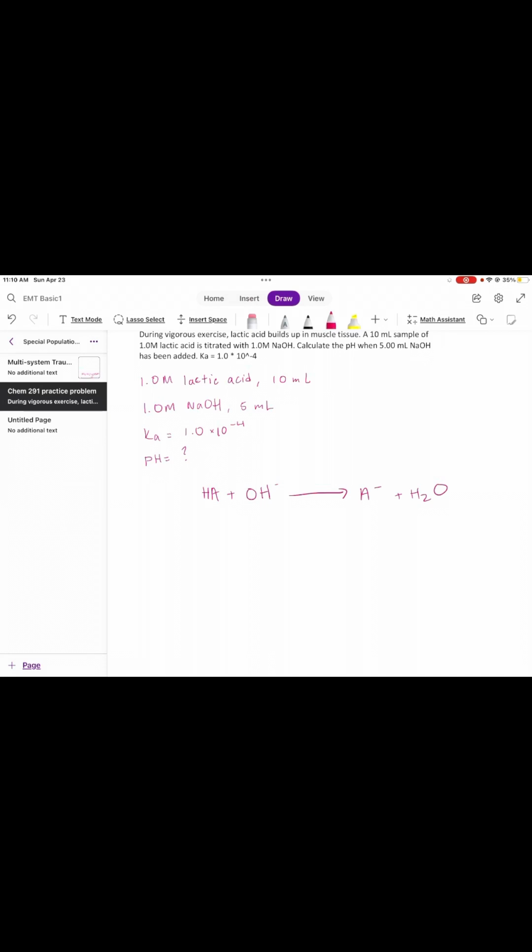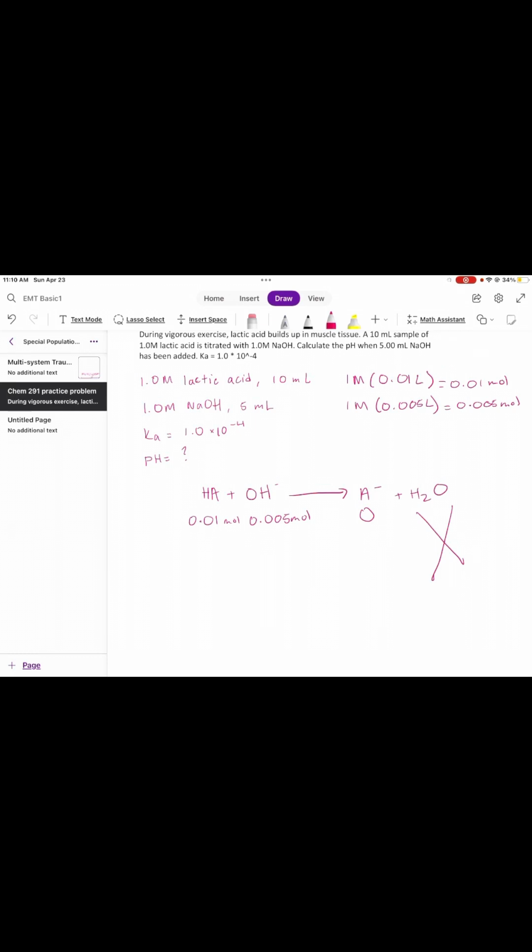So we need to figure out our initial. So to do that, we can do 1 molar times 0.01 liters. We have 0.01 moles, so we can write that out in the initial. And then we can do the same thing for NaOH using the amounts that we've been given. And we'll find that's 0.005 moles. Start with 0 for the conjugate base, and water does not count because it is a liquid.